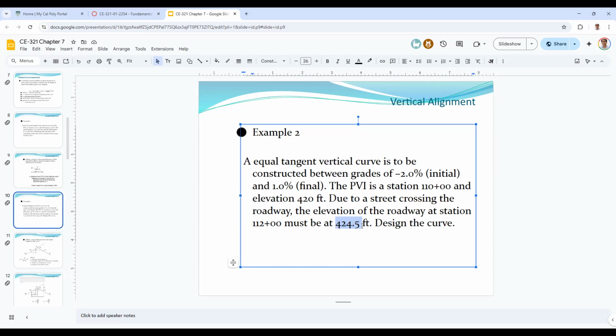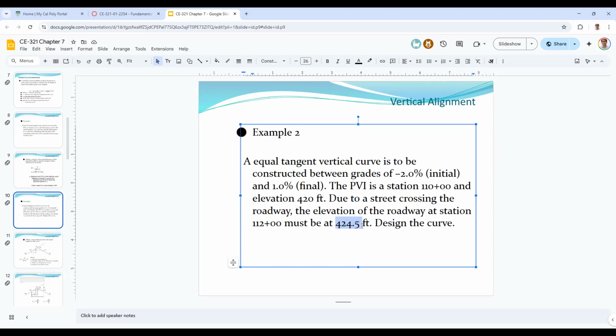And because its station is 112, we know that the horizontal distance is only 2 full stations between PVI and that point, right? So we know that this distance here has to be 200 feet, right? So that point of interest where the street crossing is, it's 200 feet away, okay? And we know that this has to be L over 2 because it's an equal tangent vertical curve. That's how we always design it.